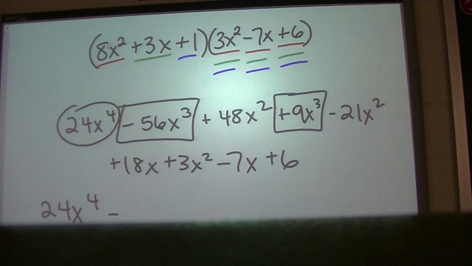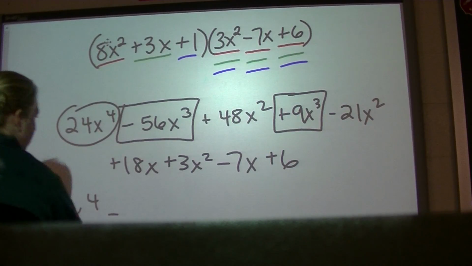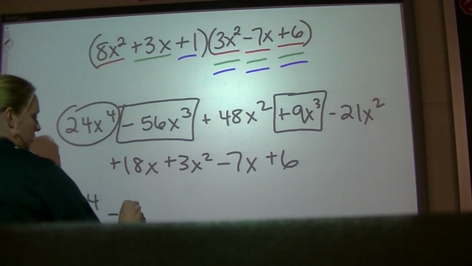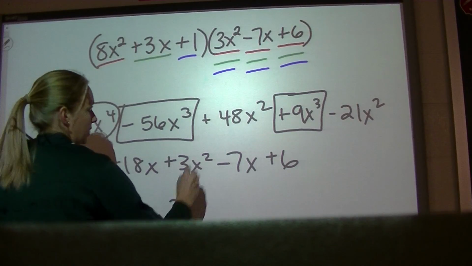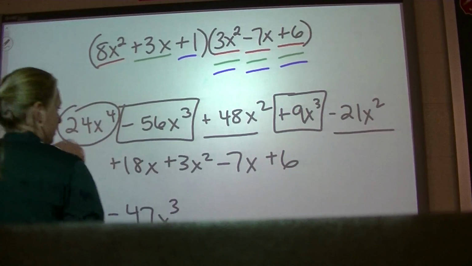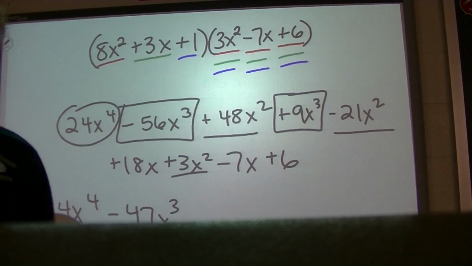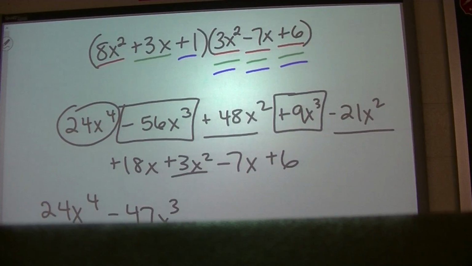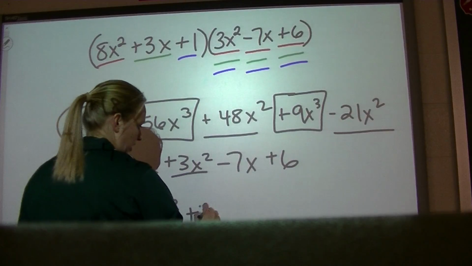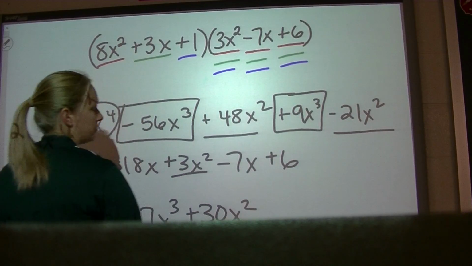And then we're going to have to combine 48x squared, negative 21x squared, and then 3x squared. So 48x squared minus 21x squared is 27x squared. And then 27 plus 3 is 30x squared.